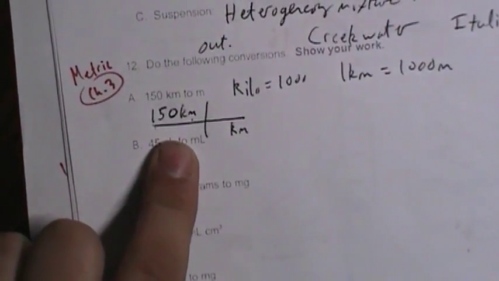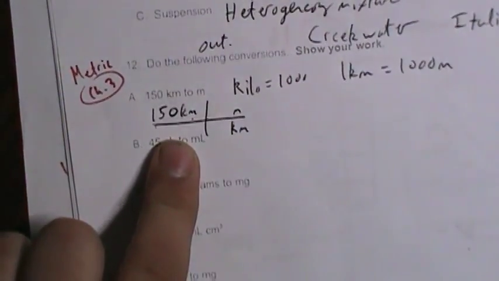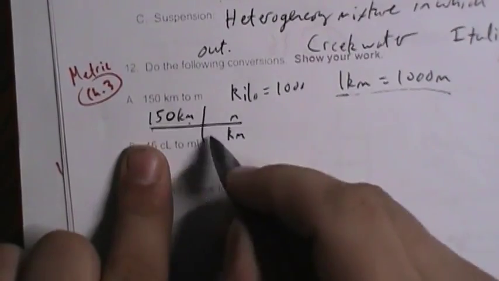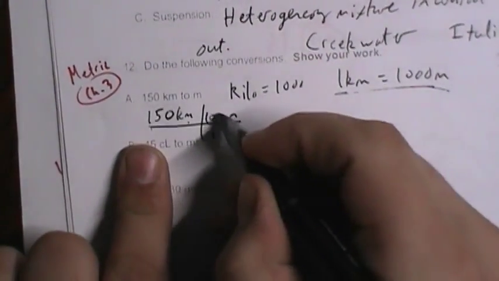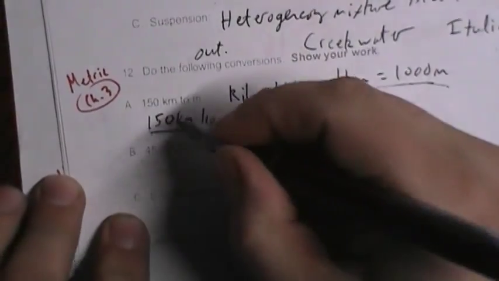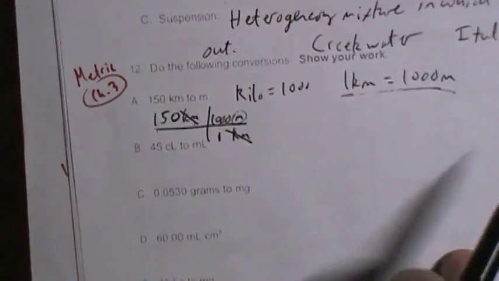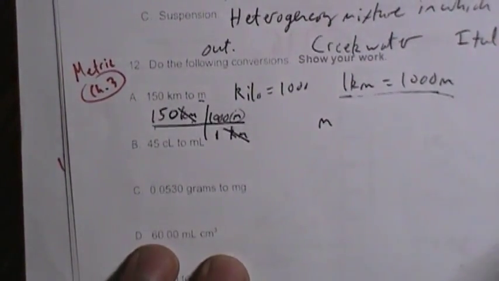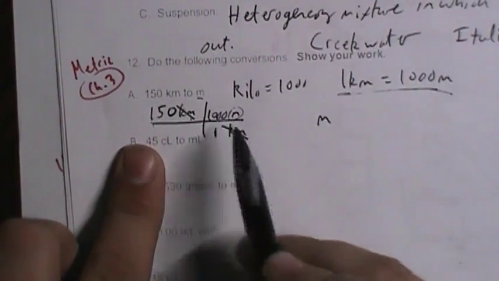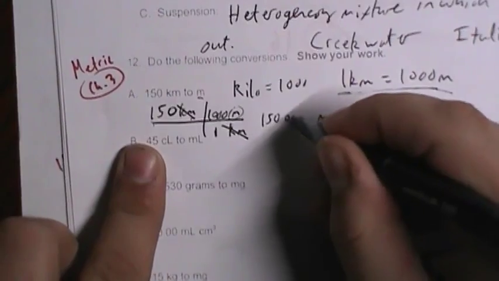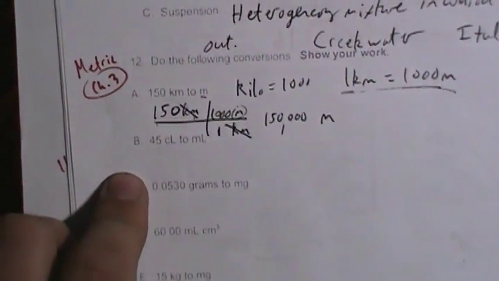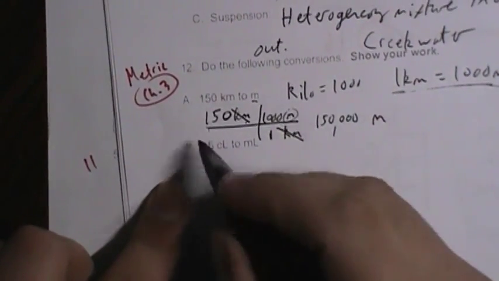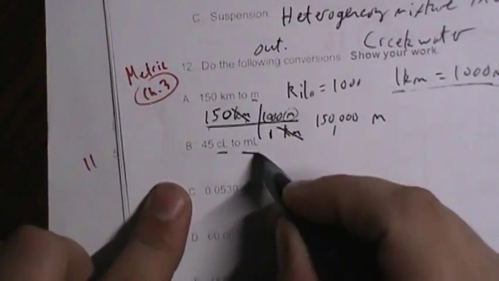Kilometers down here, and I can go from kilometers directly to meters because that is a known conversion factor. We know 1 kilometer has 1,000 meters. I've arranged it so that the kilometers will cancel out, leaving us with units of meters in our answer, which is what we want. It's a good way to self-check our problem. So now we're left with 150 times 1,000, so I'm just going to add 3 zeros to 150, and it's 150,000 meters.